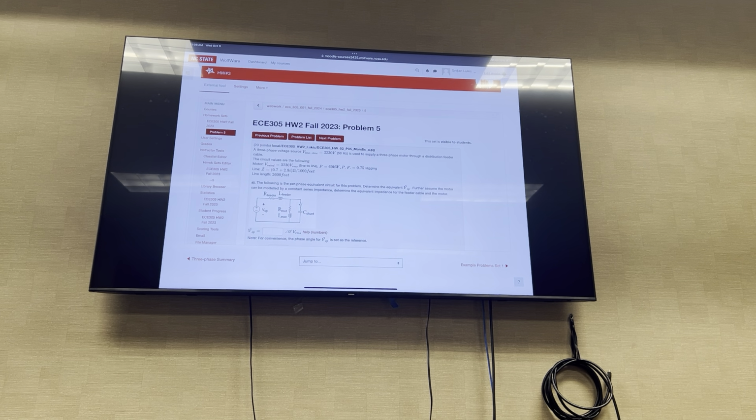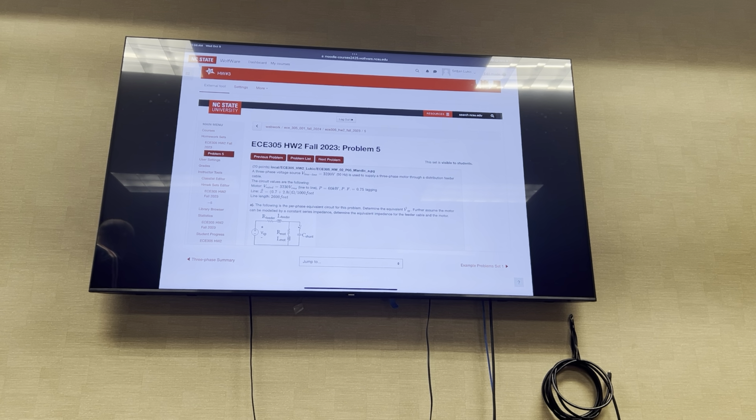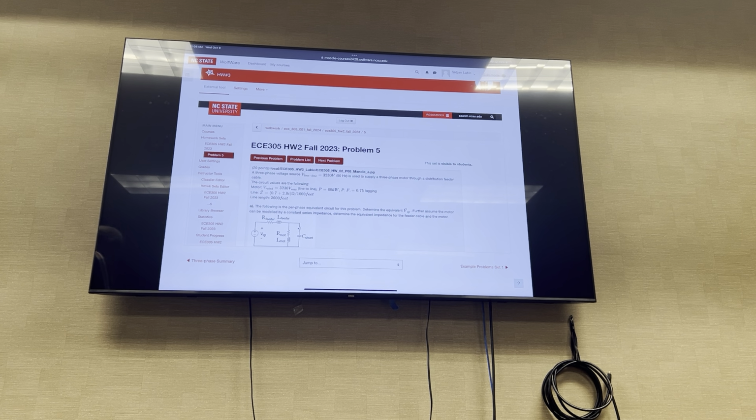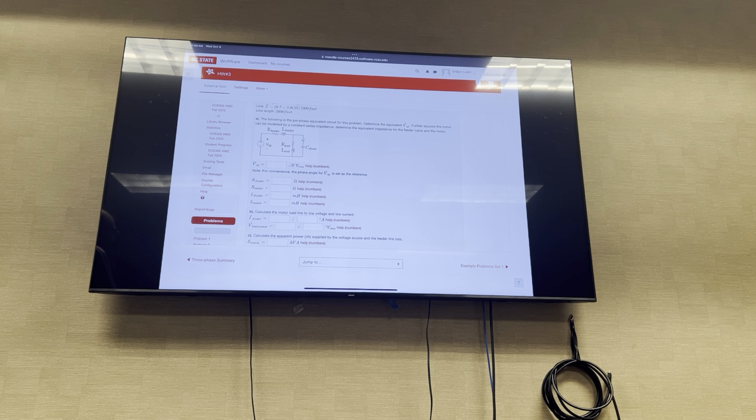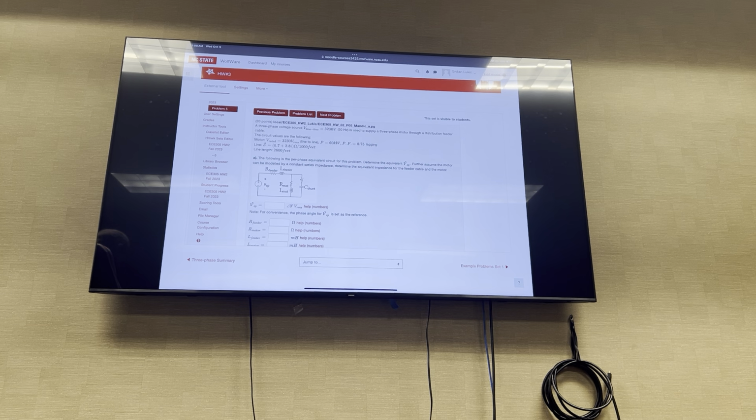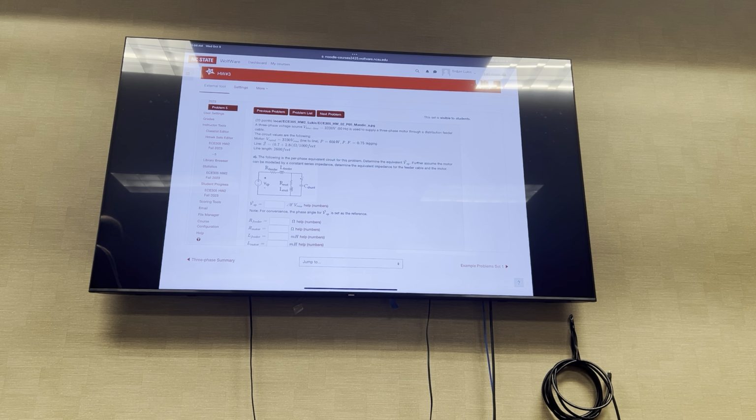Anything else we want to go through? Do you have any tips? Yeah. Always think about if your solution makes sense. So go back to the problem statement and think about, okay, is this value what I would expect to see? Good ways to check if the values make sense is to do it in different ways, to draw the phasor diagram.